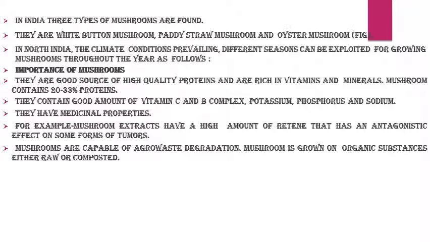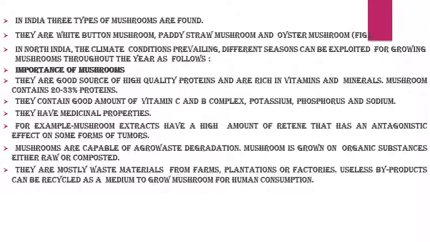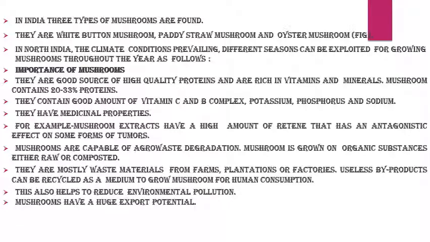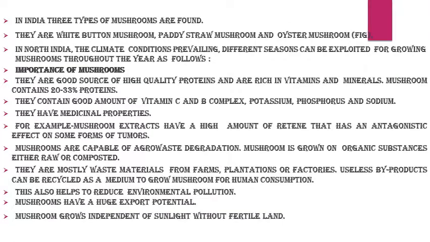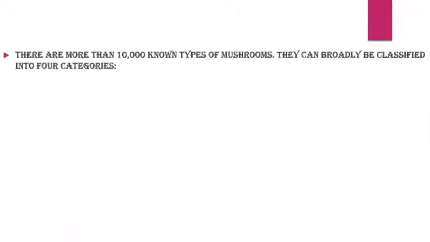Mushroom is grown on organic substances, either raw or composted. They are mostly waste materials from farms, plantations or factories. Useless byproducts can be recycled as a medium to grow mushrooms for human consumption. This also helps to reduce environmental pollution. Mushrooms have a huge export potential. Mushroom grows independent of sunlight and without land.